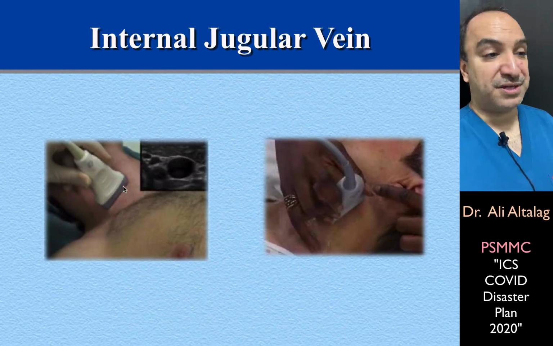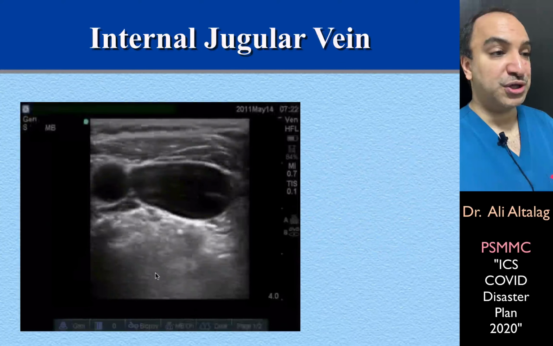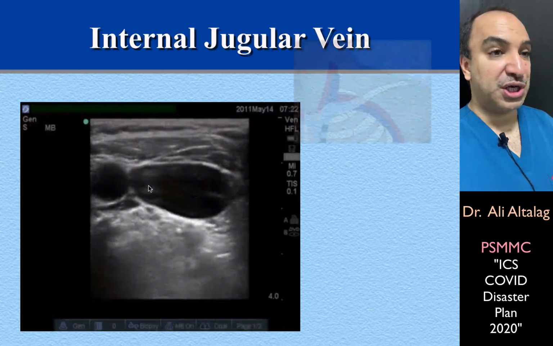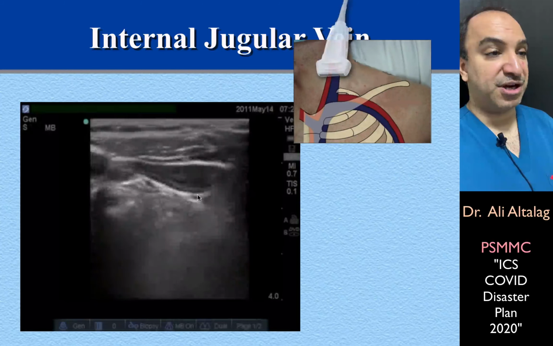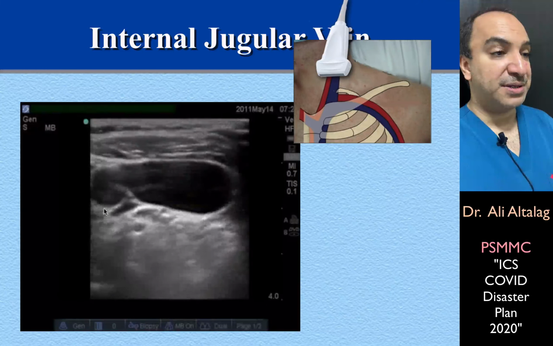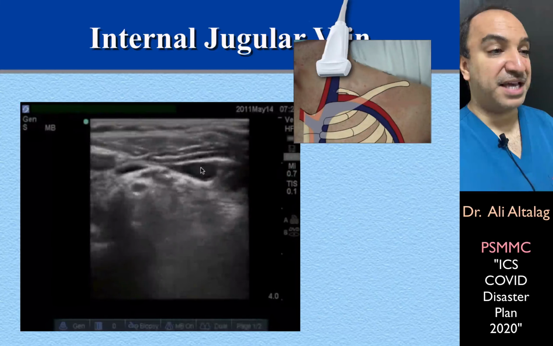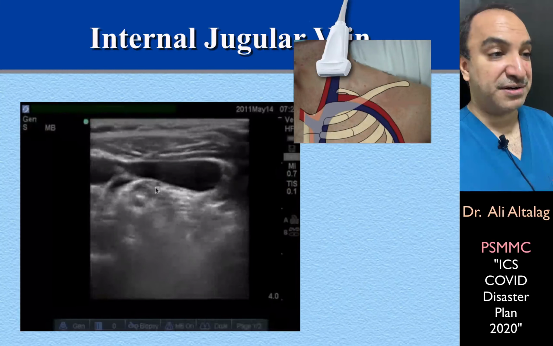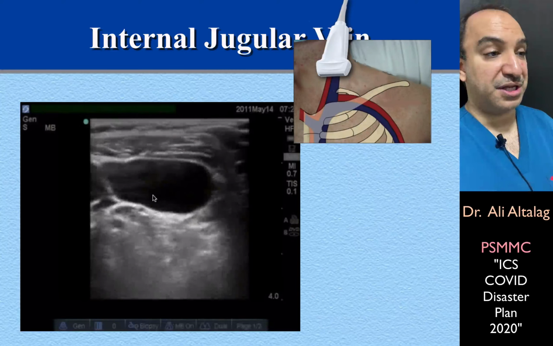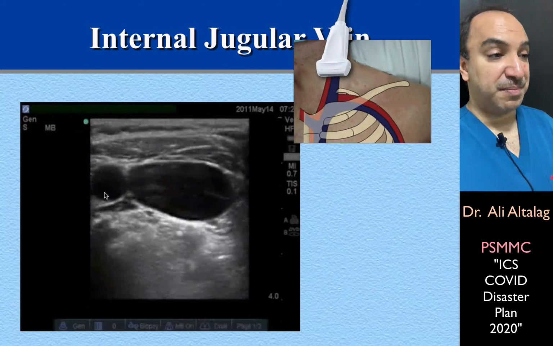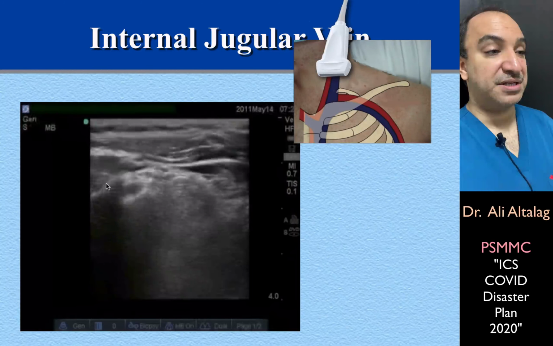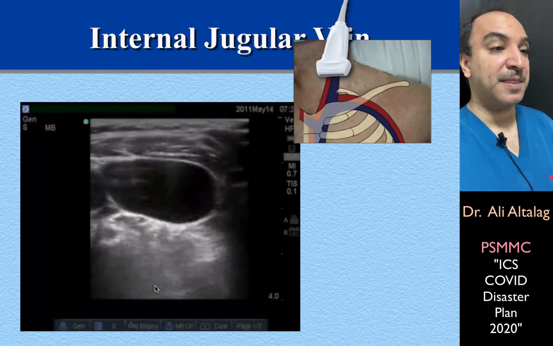We can use either the transverse or longitudinal approach. This is how the IJ looks on the left side. You see the IJ. This is the transducer, as you see here, and this is the common carotid. The vein is not circular. It has a thin wall. It is easily collapsible compared to the artery, which is circular, pulsatile, thick-walled, and not easily collapsible or compressible.